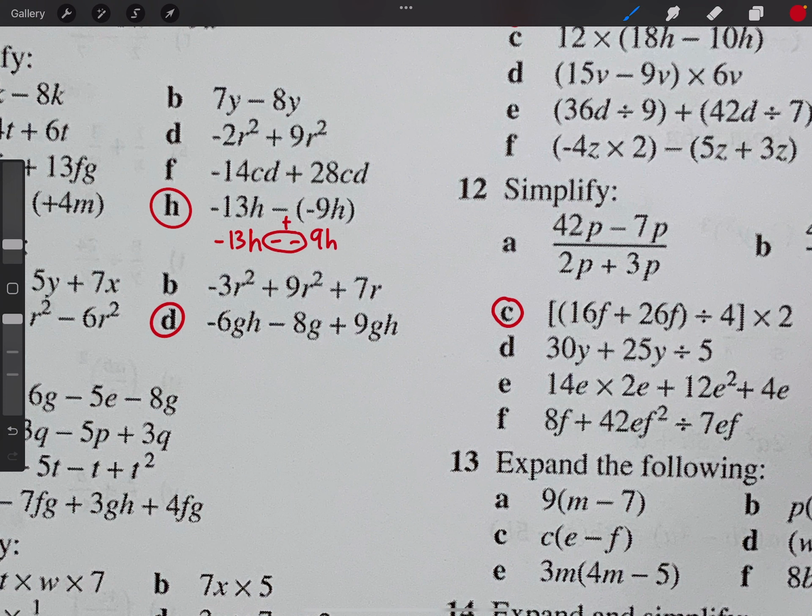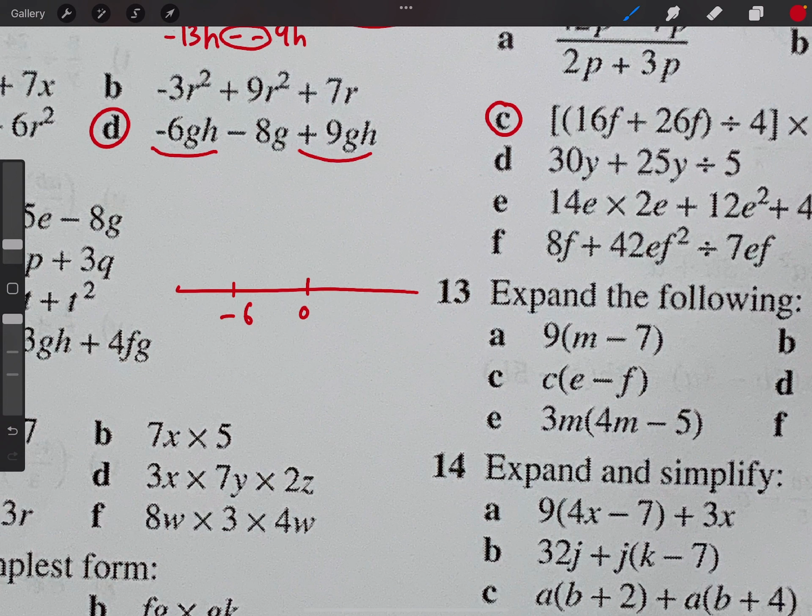Alright. If you're confused about that, you can think of it this way. Here is 0, here's minus 6. When you add 9, you're going to go to the right, so you add 6 and then add another 3. That's adding 9, okay? So you end up at positive 3. So minus 6gh plus 9gh will get you to positive 3gh. And then you have a minus 8g. Because that's not a like term, we leave it there as it is.